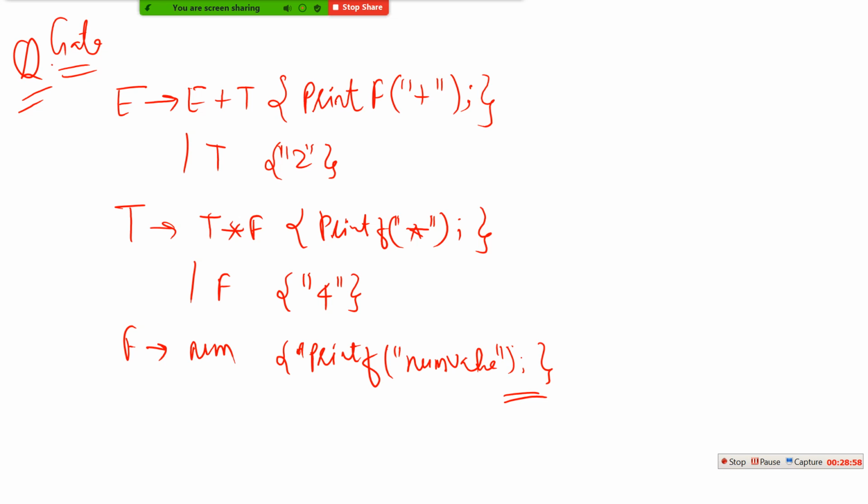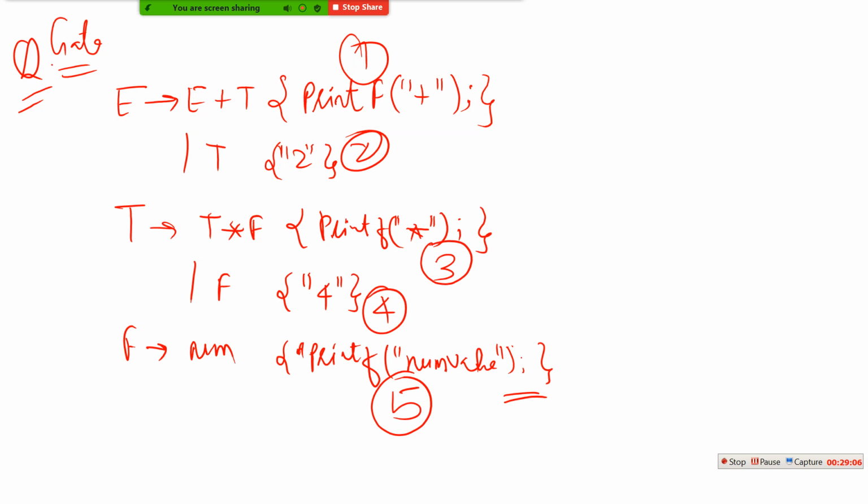So you can assume it like this is the first statement, the second statement, the third statement, the fourth statement, and the fifth statement. These are the 5 statements. How many statements do we have? 5 statements we have.